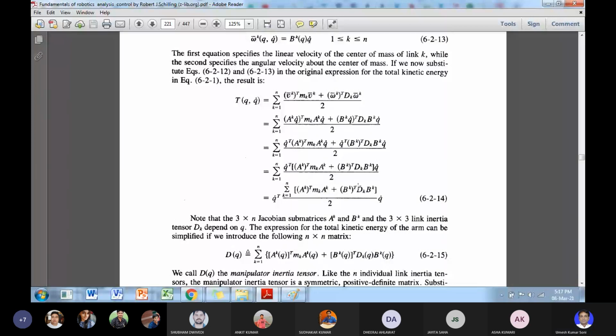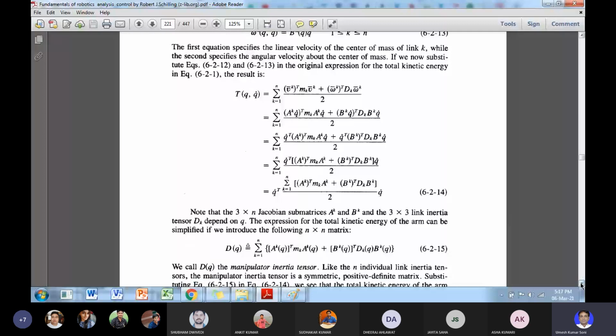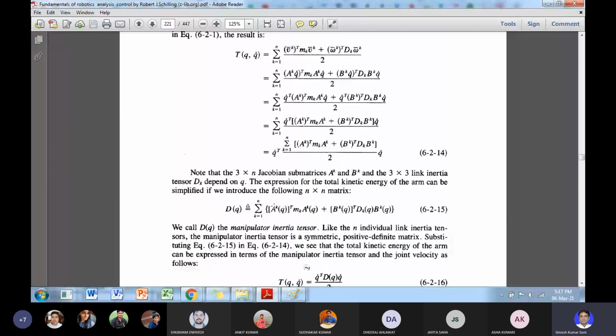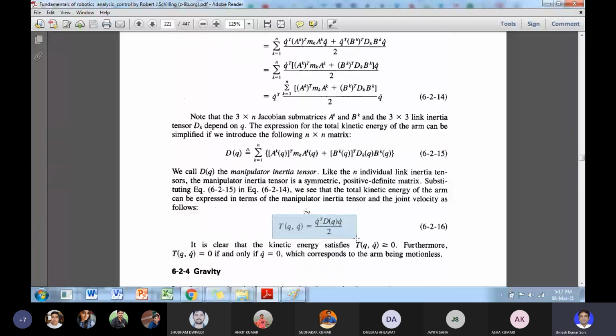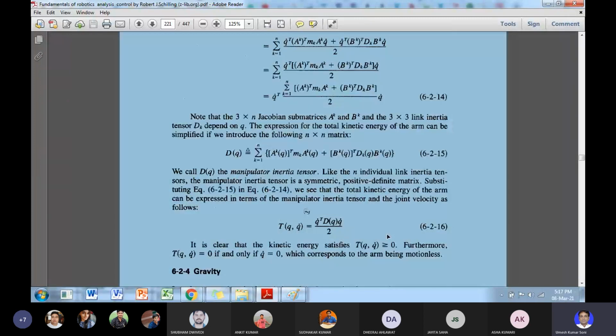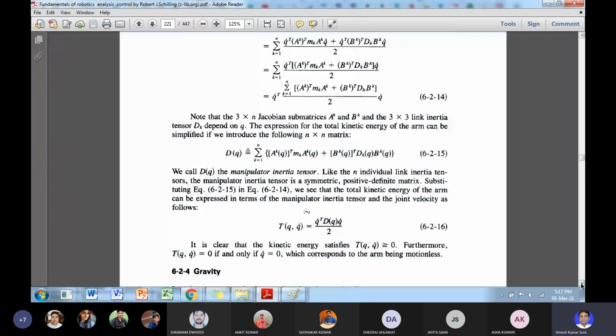So what you get here is D(q), finally the sum from k equal to 1 to n of AK(q) transpose MK AK(q) plus BK(q) transpose Dk BK(q). The kinetic energy is ultimately given, in short form, by equation 16: q dot transpose D(q) q dot by 2.